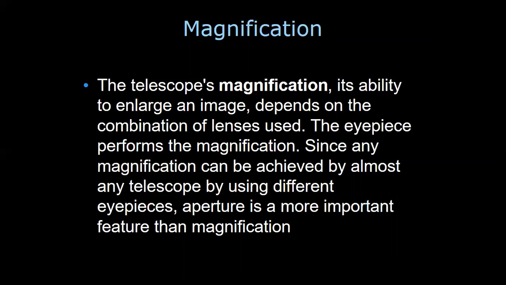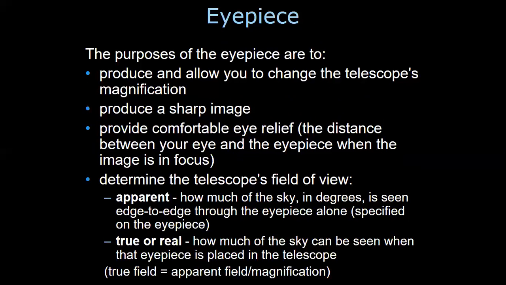Then the magnification. The telescope's magnification is its ability to enlarge an image, depending on the combination of lenses used. So it is not just a property of the eye lens, but the combination of both the objective lens and the eye lens. The eyepiece performs the magnification. Since any magnification can be achieved by almost any telescope by using different eyepieces, aperture is a more important feature than magnification.